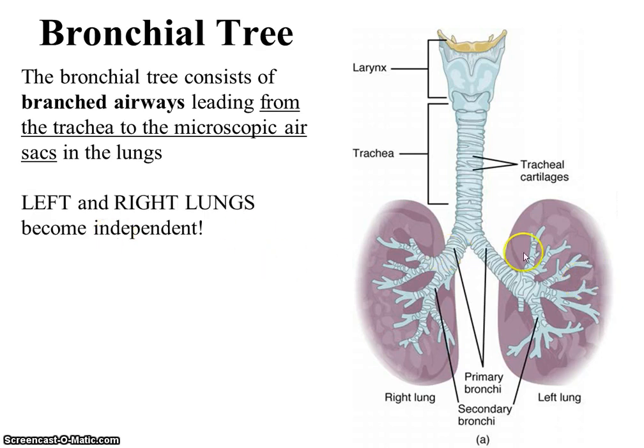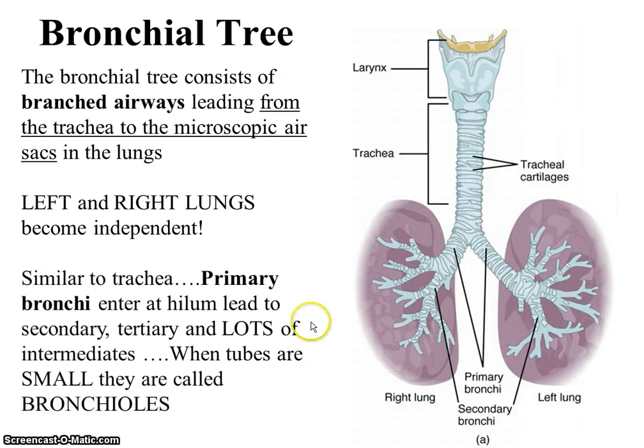Left and right lungs become independent at this point. So again, they shared air through the trachea, but once we project in, each lung is really independent and will continue to become independent with each branch. So there are 3 lobes on the right, and the 3 lobes are independent from each other, and there are 2 lobes on the left, and they are independent, and then they will continue again to branch. So primary bronchi enter at a hilum, which is an indentation where a number of different tubes enter into a structure, leads to secondary, tertiary, and lots of intermediate bronchi. When the tubes are smaller, they become bronchioles. So just like arteries led to arterioles, you get bronchi leading to bronchioles.